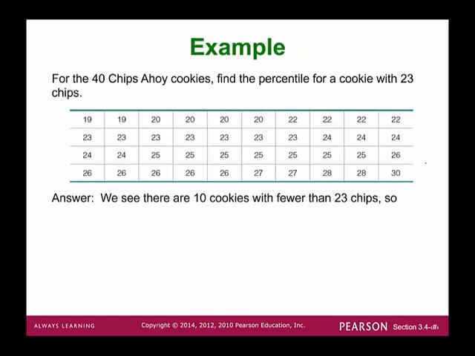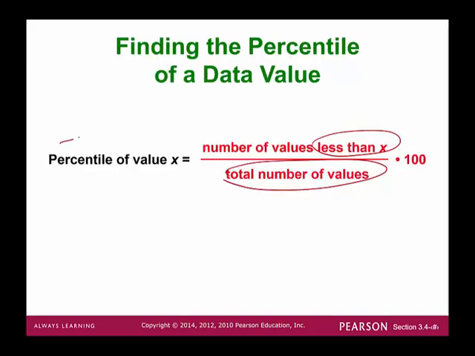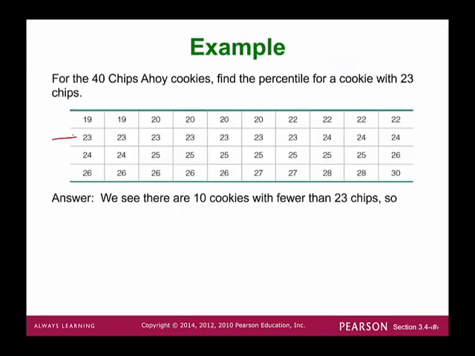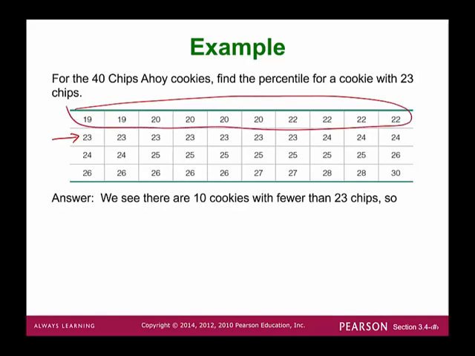So for example, we're still using the same example, 40 cookies. Find the percentile of cookie 23. So 23 is right here, the first 23. If you look at it, there are about 10 numbers below 23, you can count it. Each row has 10 numbers.